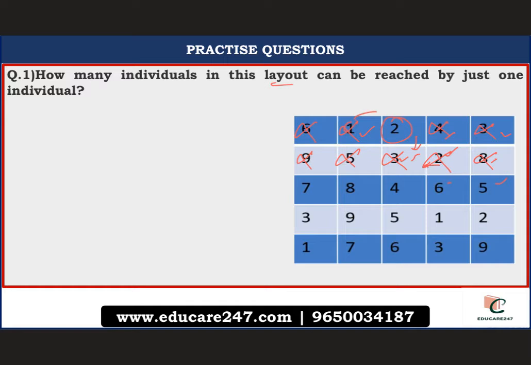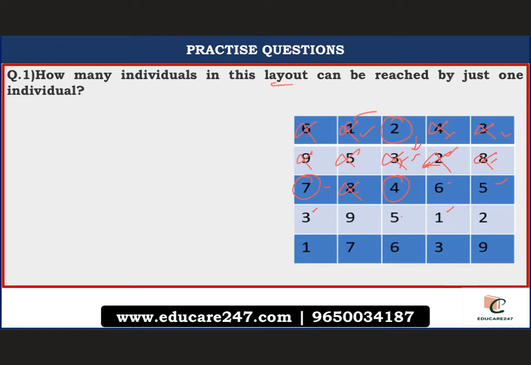So let us check for this 7. This 3 can reach 7, 8 cannot reach, 9 cannot reach, this 4 cannot reach, hence only one individual can reach this 7, right, because only one individual is at a height lesser than that of 7. Let us check for 8. 7 can reach 8, 4 can reach 8, eliminated. Let us check for 4. This 3 can reach, 6 cannot reach, 8 cannot reach, 5 cannot reach, hence this is another individual, all right.